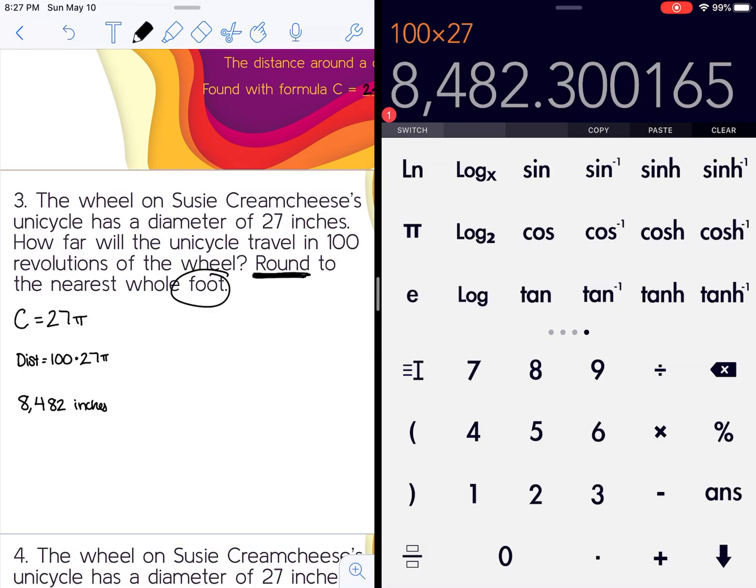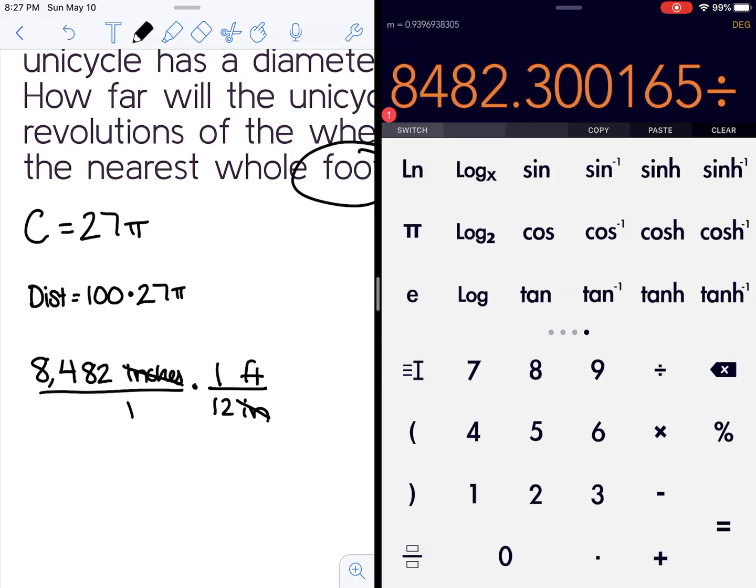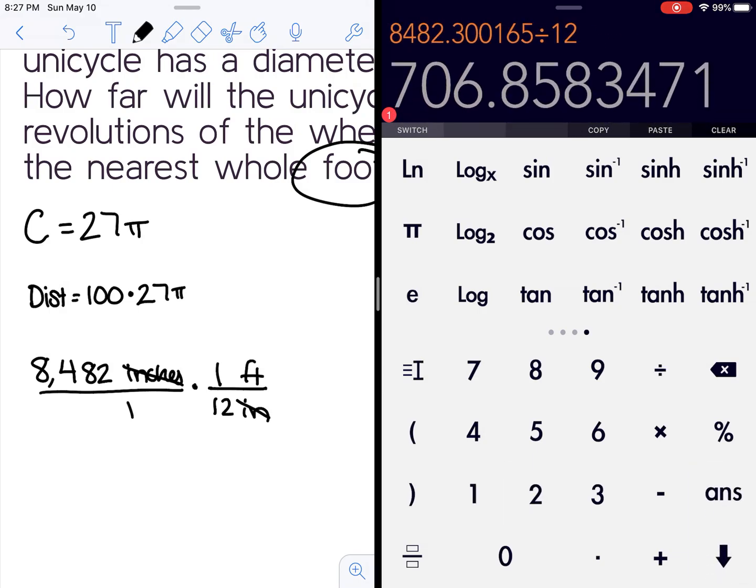But I was asked to round to the nearest whole foot. So I'm going to think 1 foot is 12 inches. My inches are canceling out, so that tells me, hey, divide by that 12. So I really have 707 feet.